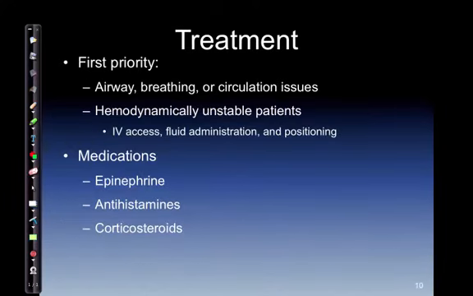As far as treatment, first priority is going to be airway, breathing, and circulation issues. Any kind of hemodynamically unstable patient, we need to provide them with IV access, fluid administration, and positioning. Medications like epinephrine are the drug of choice in the treatment for anaphylaxis, and that's because it's a sympathomimetic medication, or it mimics the sympathetic nervous system.